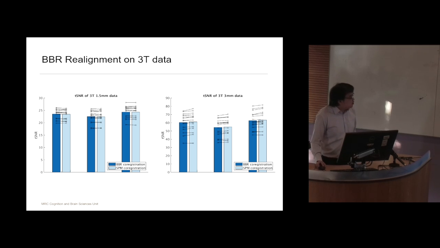The three graphs are just three different sessions. There are slightly different manipulations, but they shouldn't affect the TSNR. And you can see that at 1.5 millimeter, the two methods basically generate identical results. And at 3 millimeter, BBR actually performs worse than SPM. I think this is kind of expected, especially at 3 millimeter, because your resolution at 3 millimeter is so low that you don't actually have the boundary information to drive the realignment.